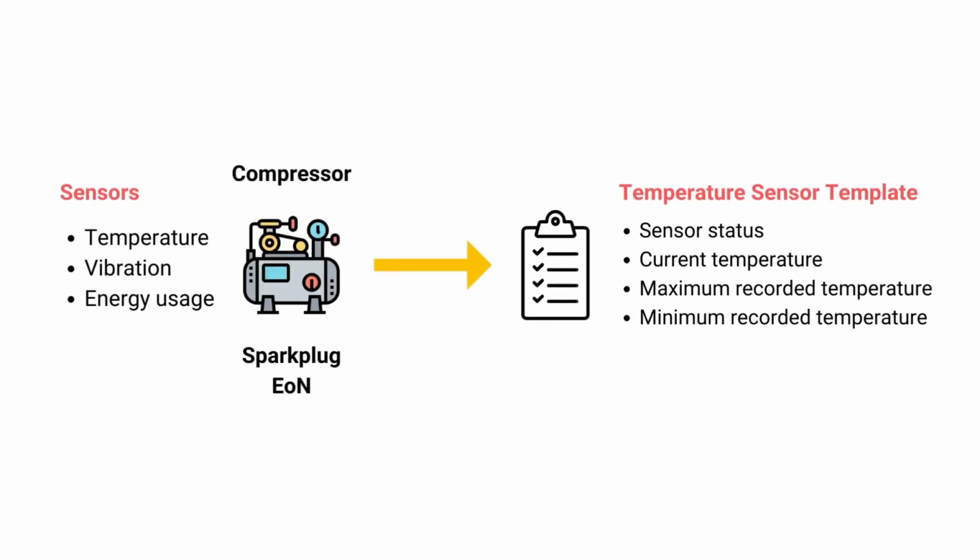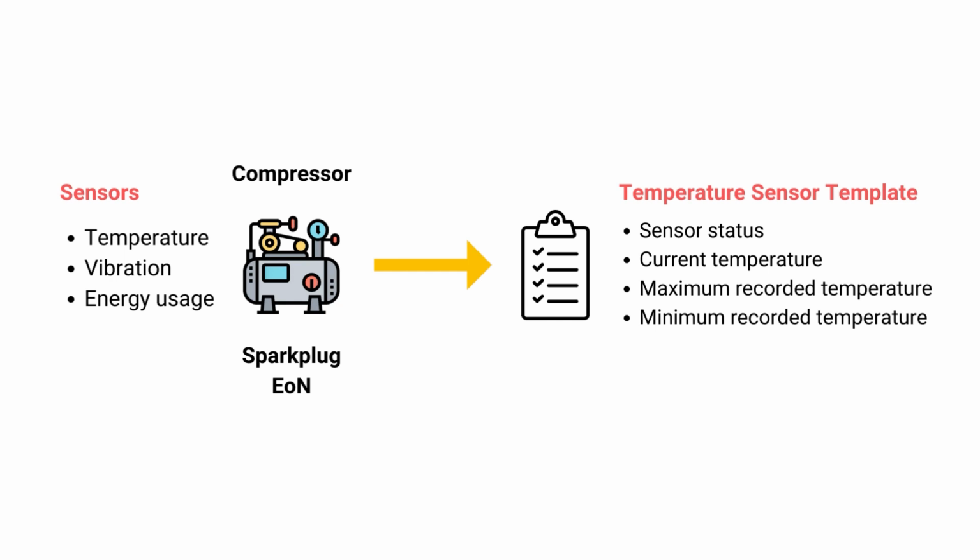To illustrate the concept of complex data types using templates, let's consider a manufacturing setting with multiple machines, each equipped with various sensors. These sensors might monitor metrics like temperature, vibration, and energy usage. In a Sparkplug implementation, each machine could be considered an edge of network node, and each sensor could be a device. A template in this context could be a predefined set of metrics that each sensor should report.